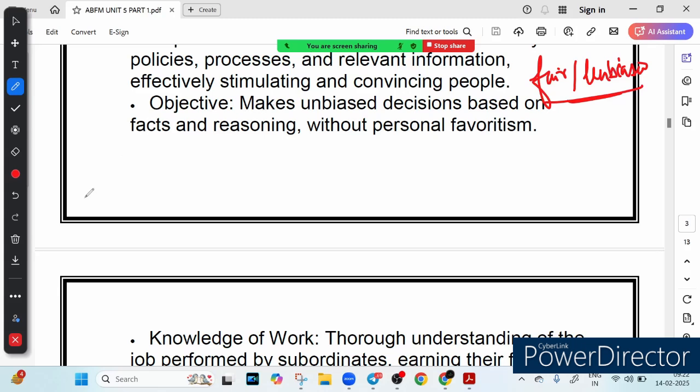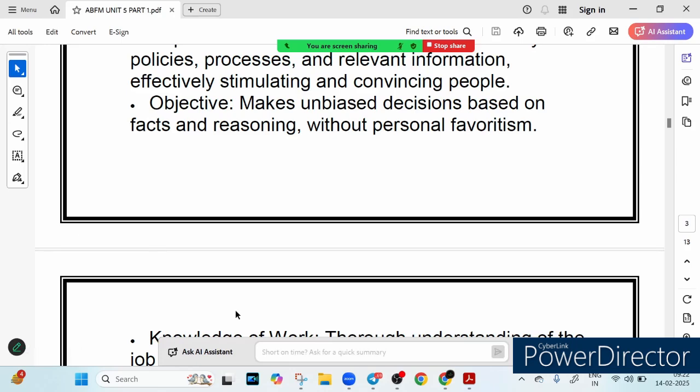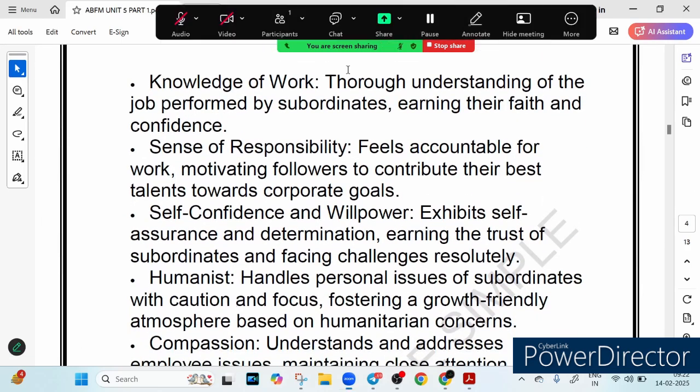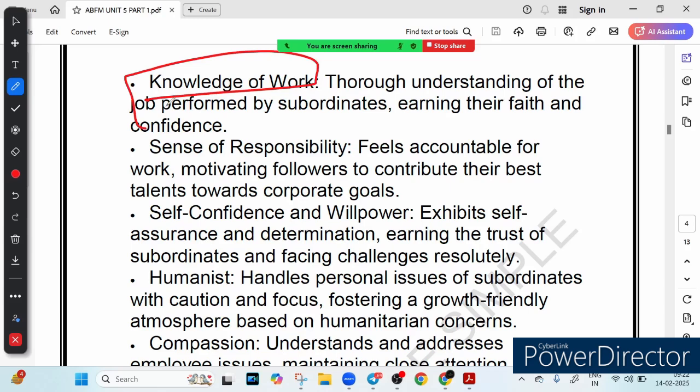Now, knowledge is power. The next point that emphasizes the quality of leadership is that knowledge is power. Here you can see, let me highlight. Yeah, here it is. Would you respect a boss who knows nothing about your job? Of course not. A leader must understand what their team does and guide them properly.